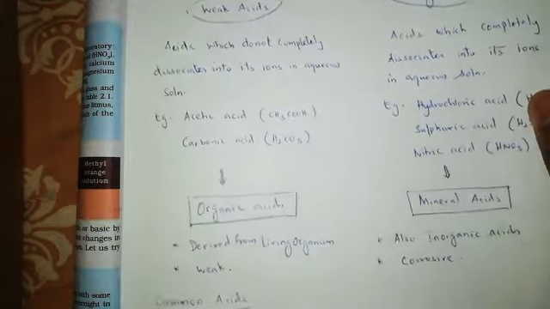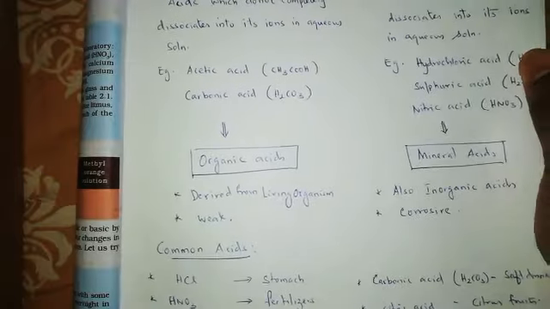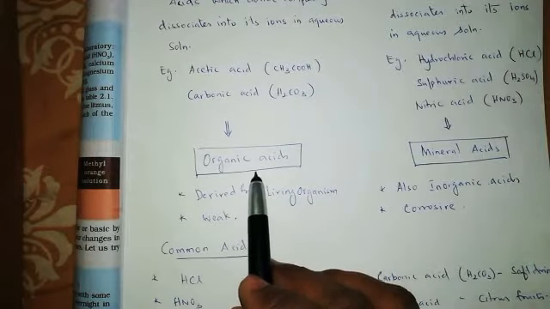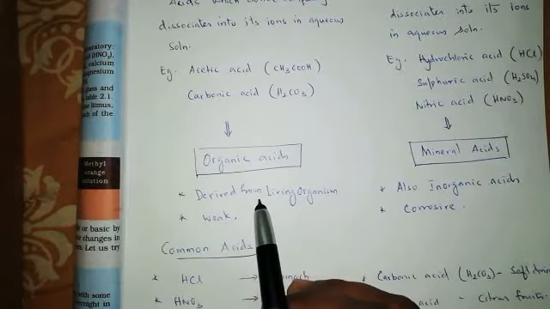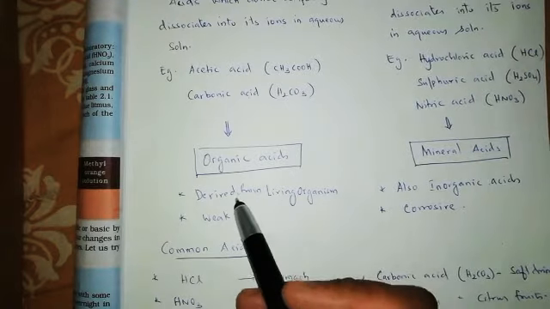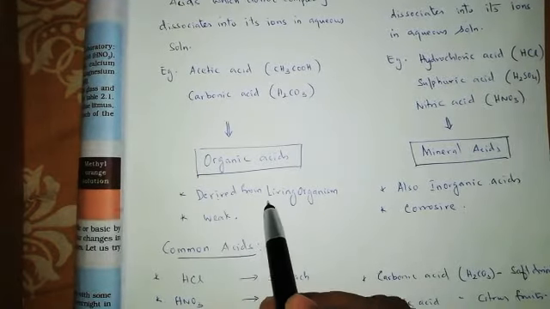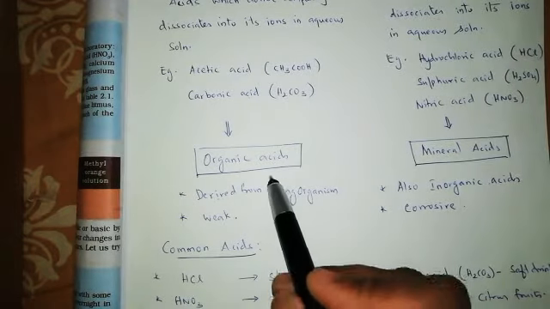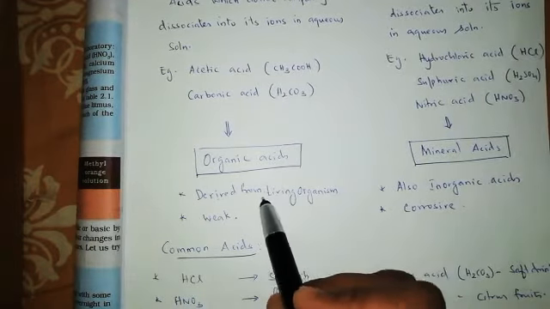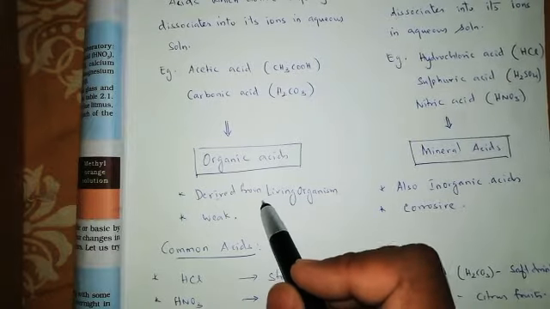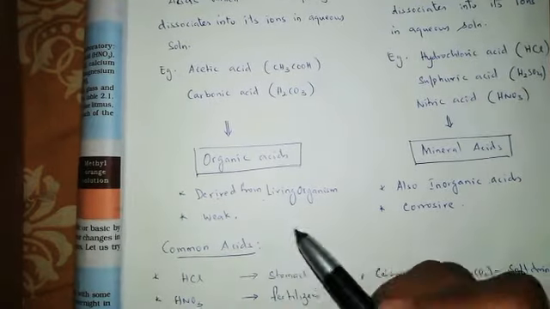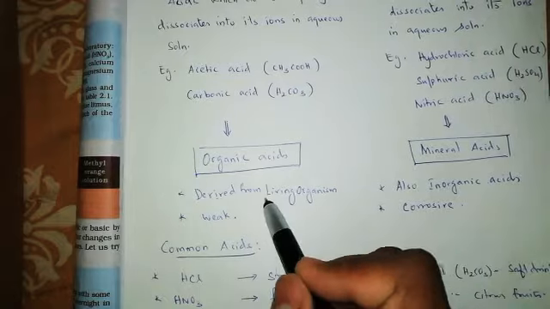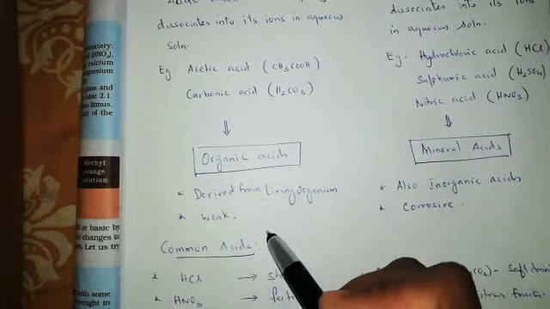Weak acids are also said to be organic acids, which are derived from living organisms. They are used in your home. We use lemon, which has citric acid present in it. Milk has lactic acid present in it.